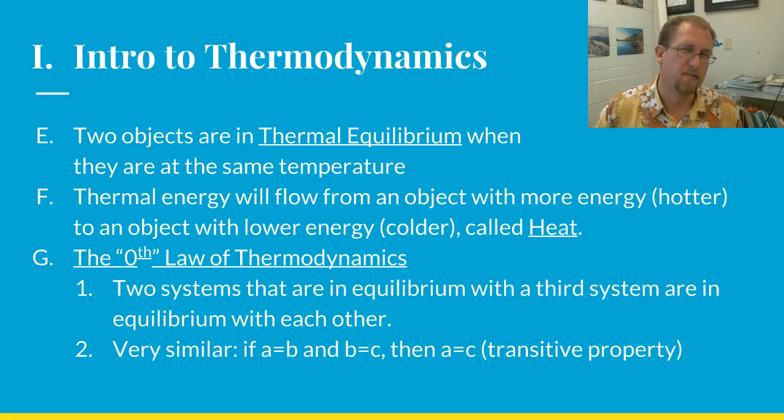And that's very, very similar to the transitive property of algebra. So that's something you can identify this with, where if A equals B and B equals C, then A equals C, right? Same thing is true with thermal energy. If A has as much thermal energy as B and B has as much thermal energy as C, then A and C also have the same amount of thermal energy. All right, so that's the 0th law. And here, let's give you a picture of it.